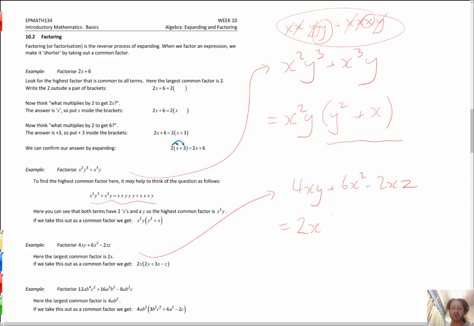Each term here has a 2x in it. So what does 2x have to multiply by to get to 4xy? Well, 2x times 2y gets there. 2x times what gives 6x squared? Well, that'll be a 3x. And 2x times what gives a 2xz? Well, that'll be a minus z.